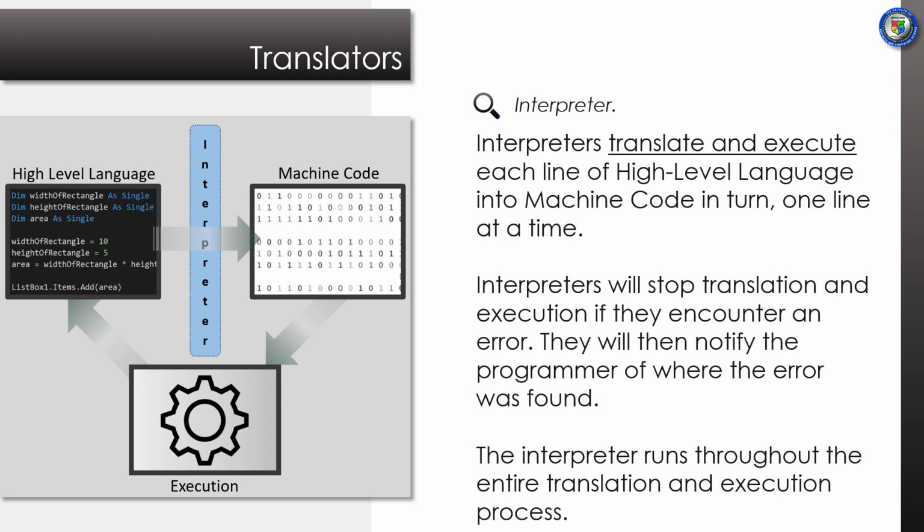Interpreters translate and execute each line of high-level language into machine code in turn, one line at a time, as we can see from the animation. Interpreters will stop translation and execution if they encounter an error. They will then notify the programmer of where the error was found. The interpreter runs throughout the entire translation and execution process. It resides in main memory.